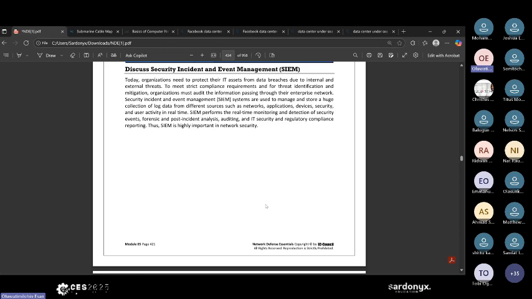Okay. So a SIEM performs real-time monitoring and detection of security events, forensic and post-incident analysis, auditing, IT security, and regulatory compliance reporting. And with a SIEM, you can also implement threat intelligence, so you are not only reactive, you are proactive with it. And also forensics, right? Forensics is another interesting aspect. Very, very interesting.